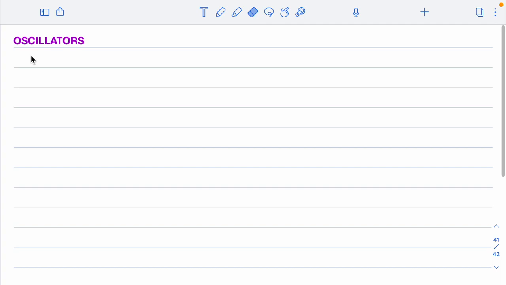Welcome to another session of analog microelectronic circuits class. In today's class we'll start another application of Opamp, that is an oscillator.